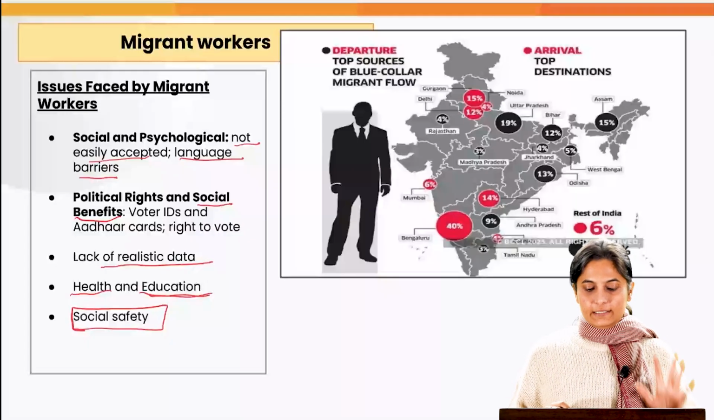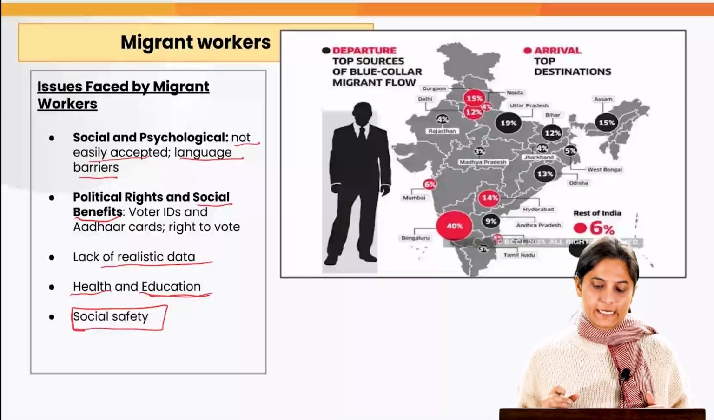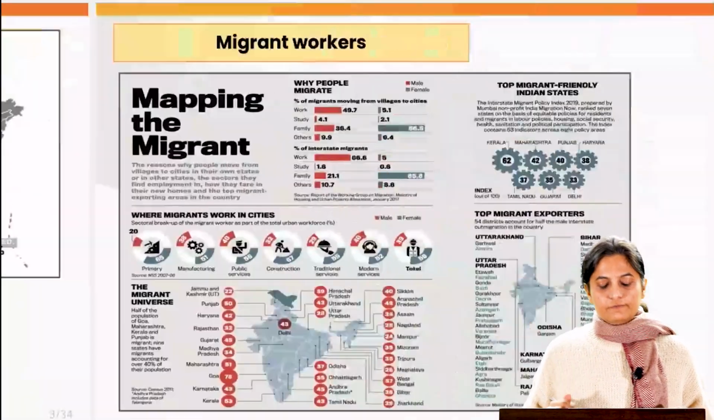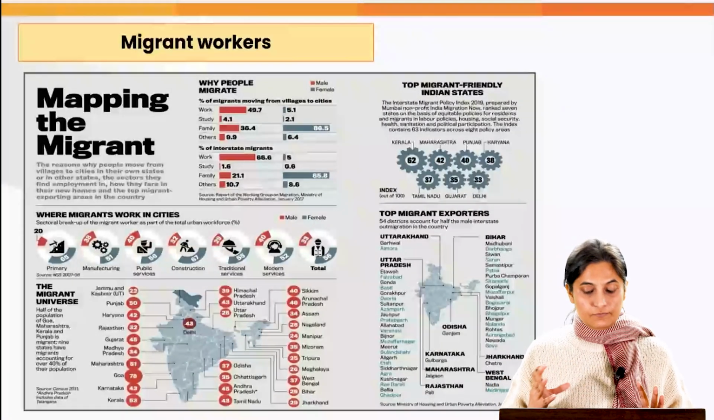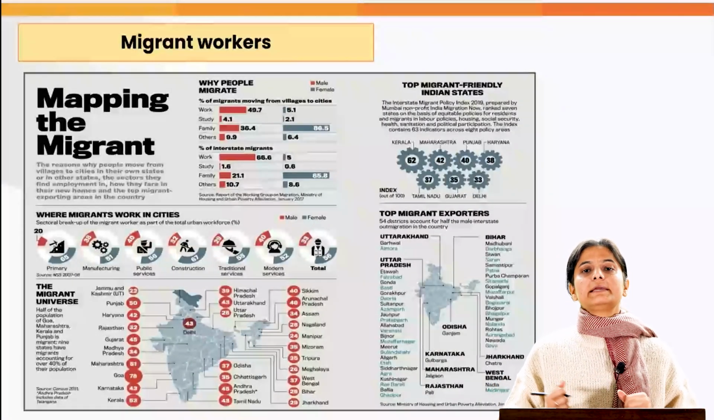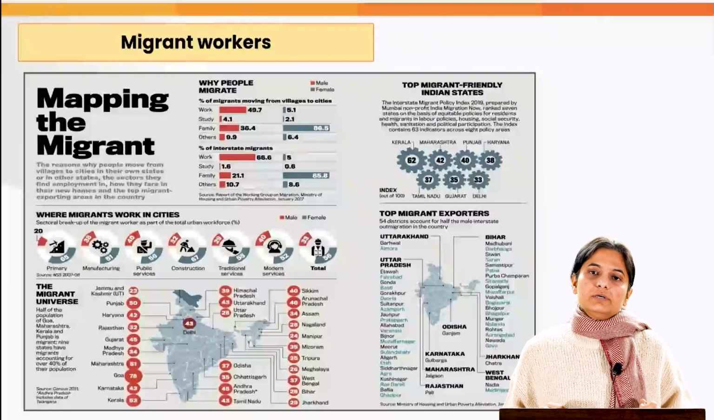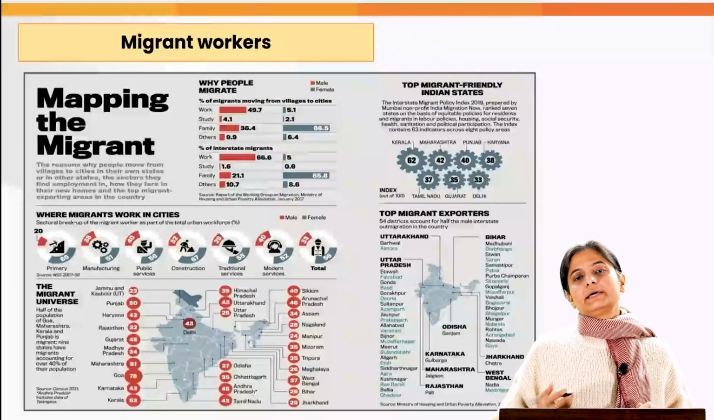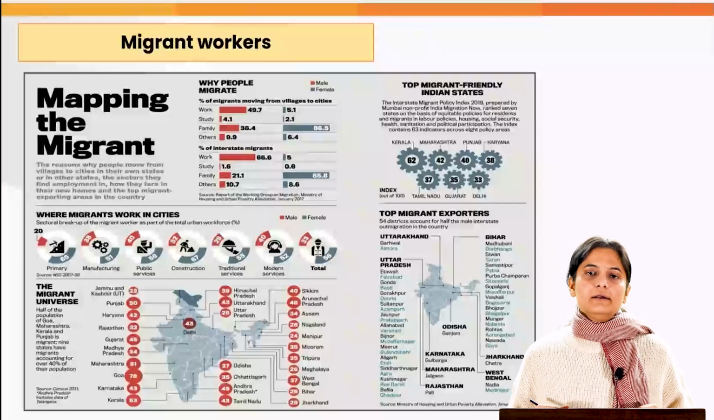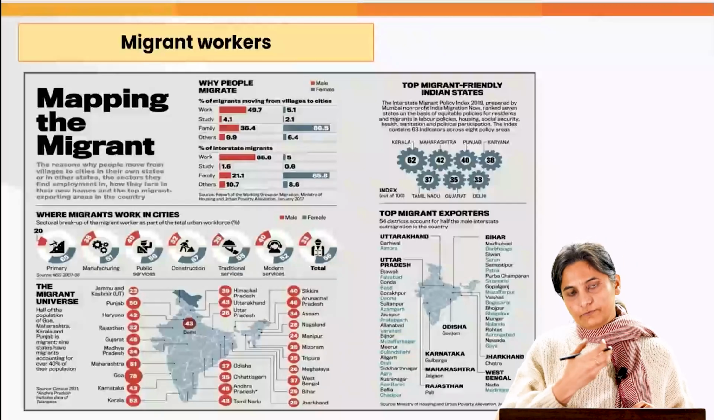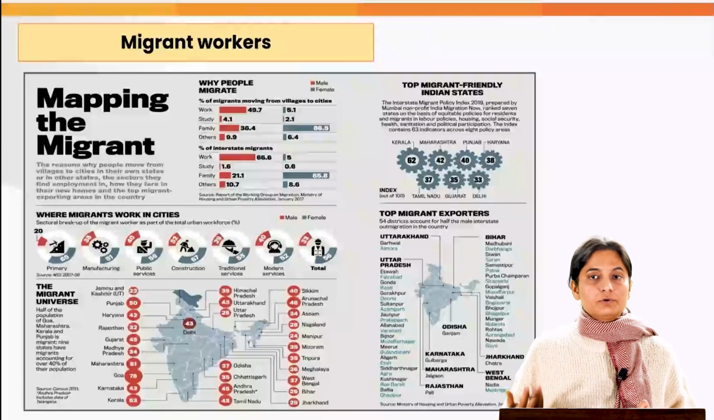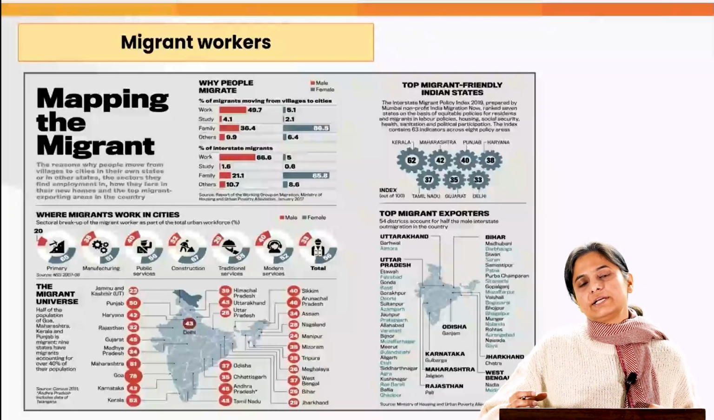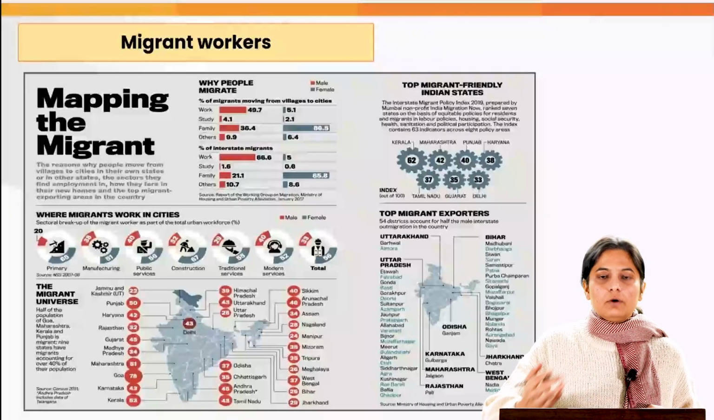Now we have also come out with legal safeguards for them. Let's see what are there and what has been the evolution of that legal safeguard. So first of all, to understand that, let's see what are the top migrant exporters, as in the source regions, the regions where the migrant population originates, and the destination regions where they go for work.